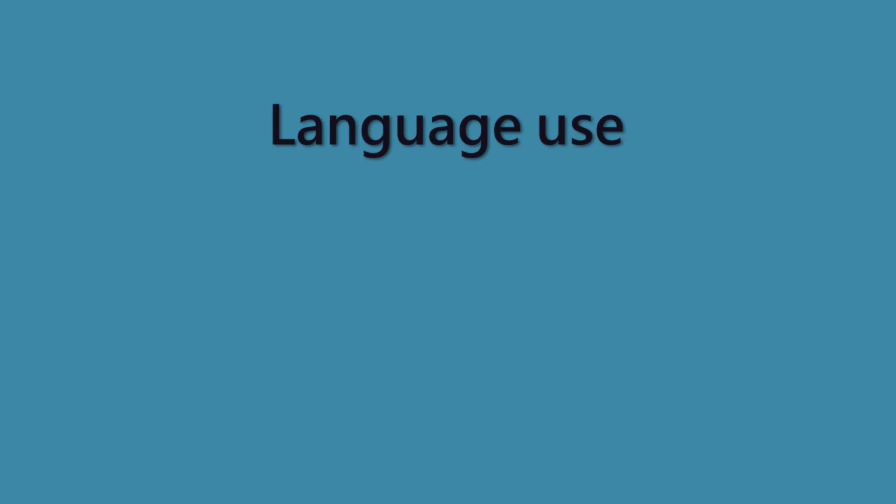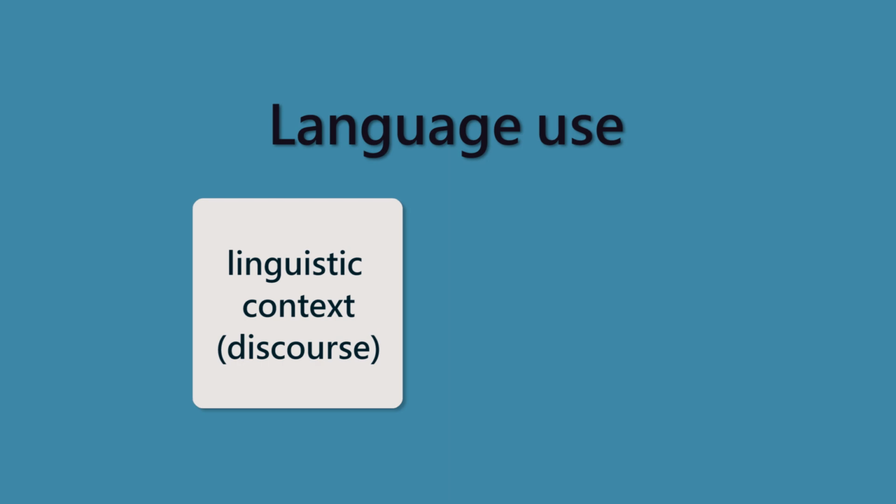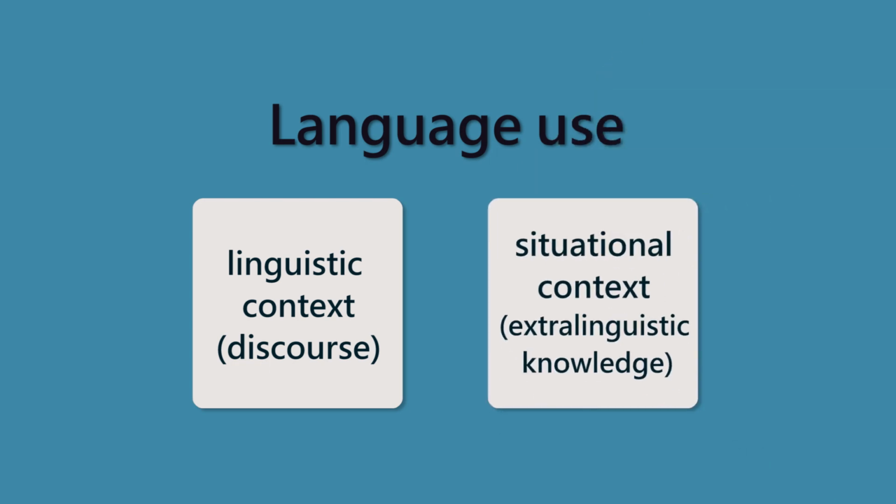In a way, if you want to understand this, I can put it in these words. When we use language, we engage in two kinds of context. One is what is inside language, intralinguistic, which is called the linguistic context, or the discourse that we engage in. And then there's the knowledge about the world, the knowledge outside language, the extralinguistic knowledge that enables us to make use of language the way we do, and that is called the situational context.